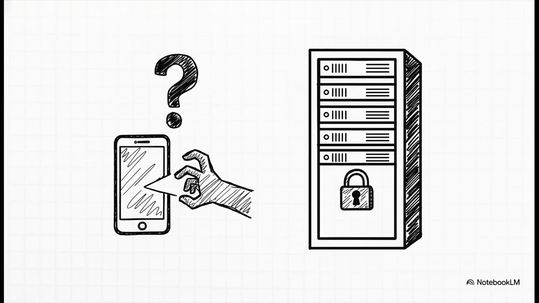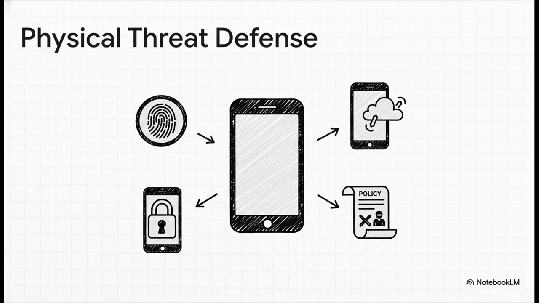The first and, well, most obvious threat is just the physical nature of mobile devices. They're small, they're portable, and they are so easily lost, stolen, or tampered with. This is a risk that just doesn't exist in the same way for a giant server that's locked away in a data center. So the most important point for mitigation is to prepare for the worst.